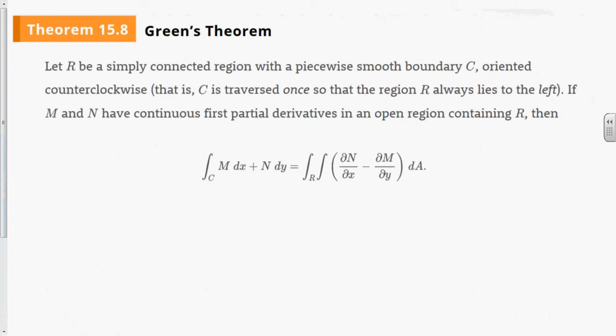So this is the theorem. The line integral is the same as the double integral over the region with respect to the area. Right? Obviously, here, M and N must have continuous first partial derivatives because I'm using these first partial derivatives.